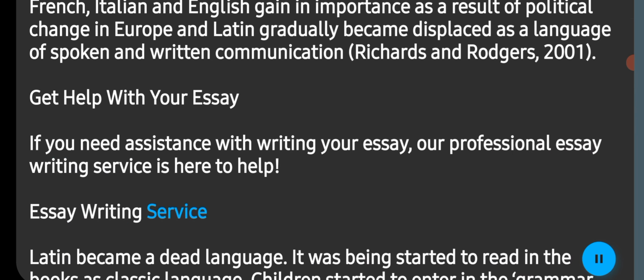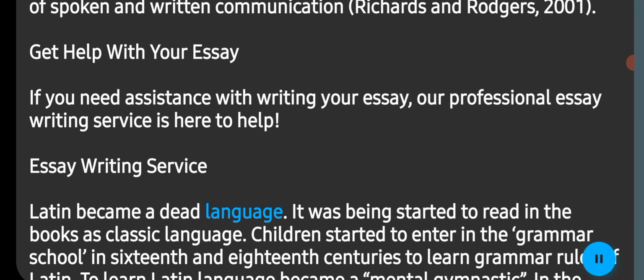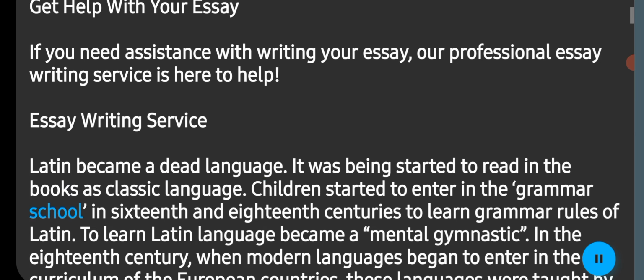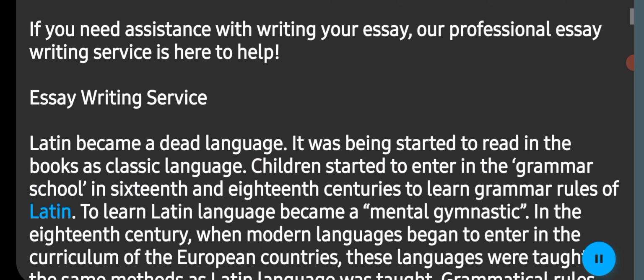Latin became a dead language. It started to be read in books as a classic language. Children started to enter grammar school in the 16th to 18th centuries to learn the grammar rules of Latin. Learning the Latin language became a mental gymnastic.